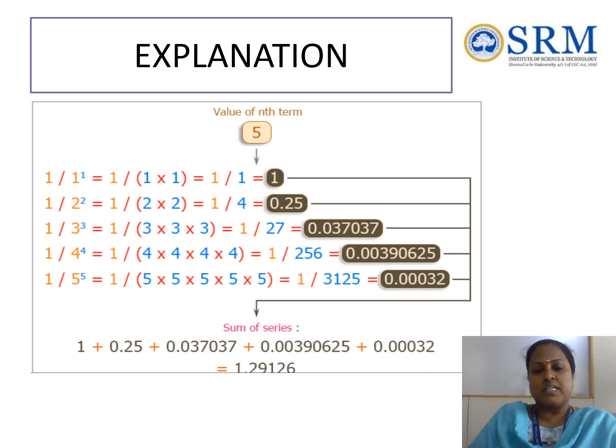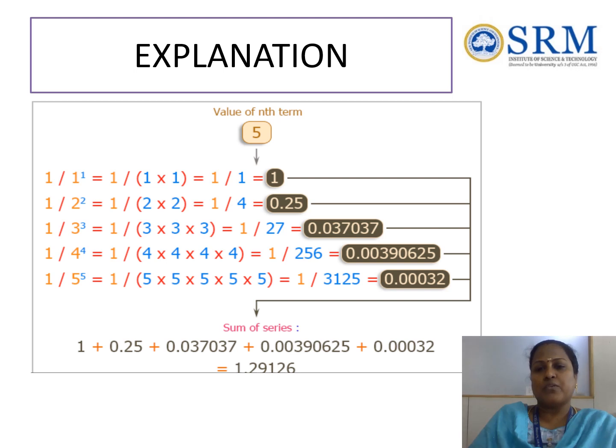Similarly, the iteration process will continue until the value is 5. If the value is more than 5, then the condition I less than or equal to n fails. Once the condition is failed, the iteration process is terminated. Finally, you will get the sum of the series as 1 plus 0.25 plus 0.037 plus 0.00390 plus 0.00032. Finally, you will get the output 1.29126. So this is the logic behind this sum of n series.